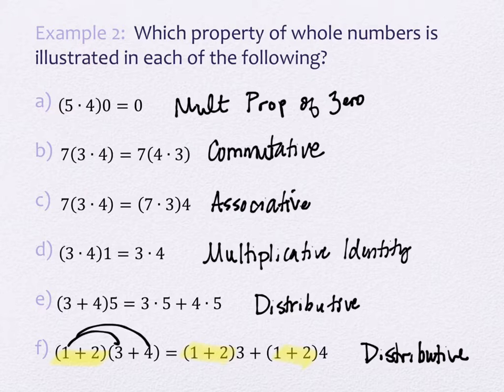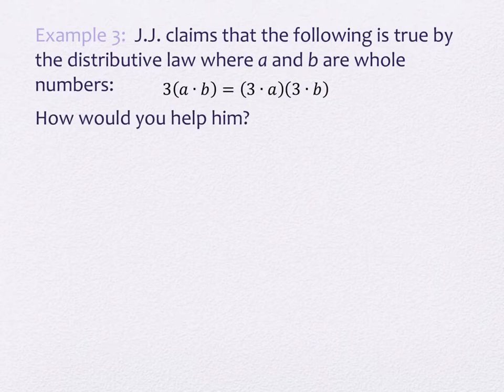All right. Let's take a look at an example. JJ claims that the following is true by the distributive law where A and B are whole numbers. 3 times A times B equals 3 times A, 3 times B. How would you help him? He's saying that the distributive law applies to this.